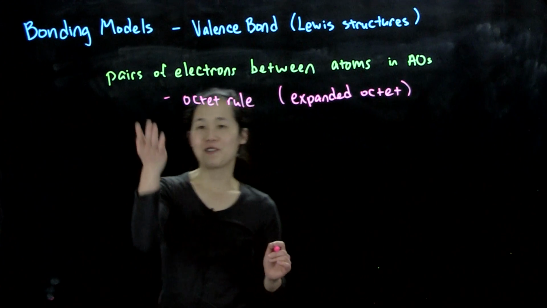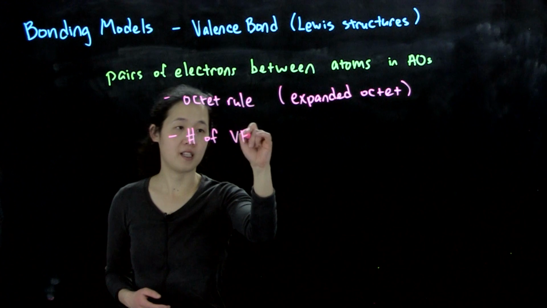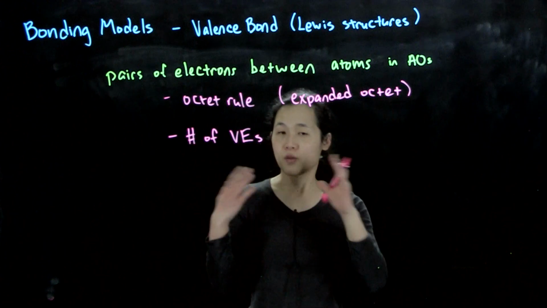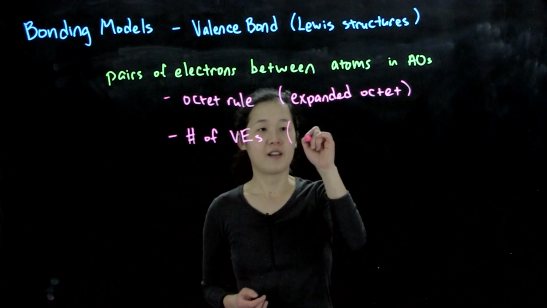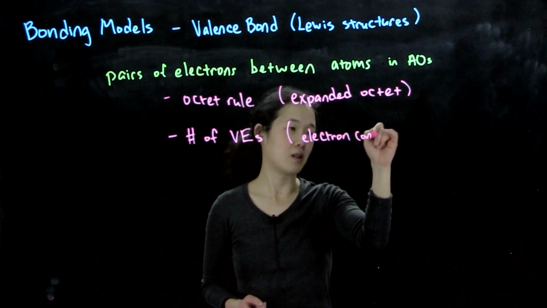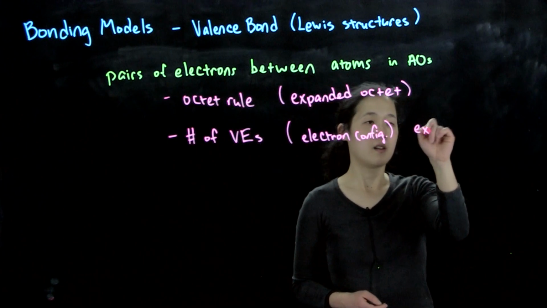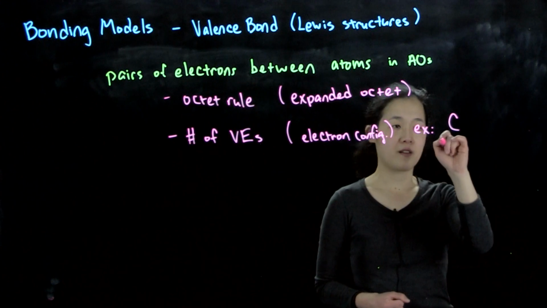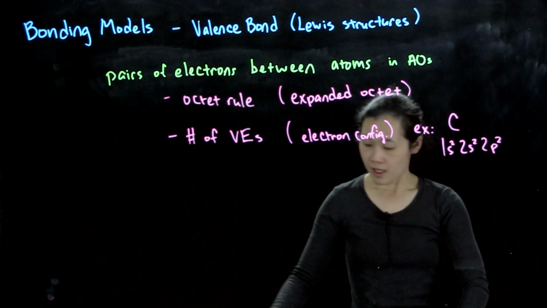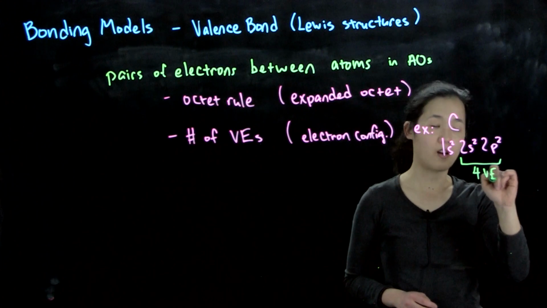Maybe the more critical point that we should do first is we need to know the number of valence electrons, VE. These are the electrons that are going to be involved in bonding because they're in the outermost shell. So you also need to know your simplified electron configuration. For example, carbon has the electron configuration of 1s2, 2s2, 2p2. In the outermost shell, this means that it has 4 valence electrons that are involved in bonding.